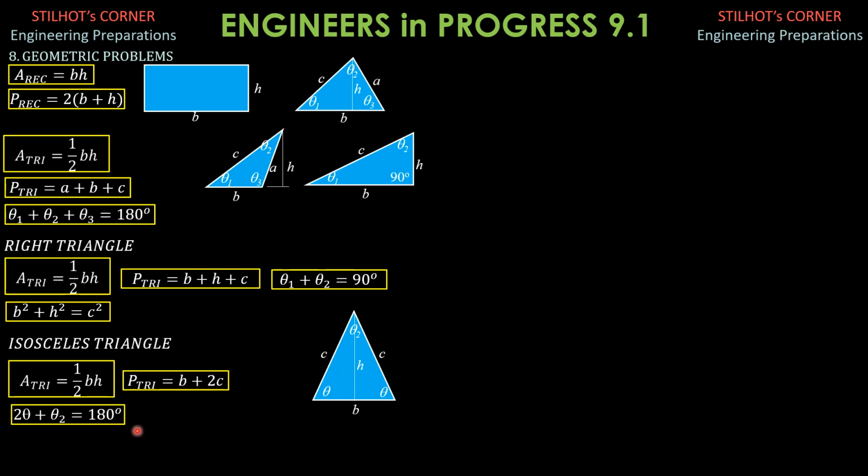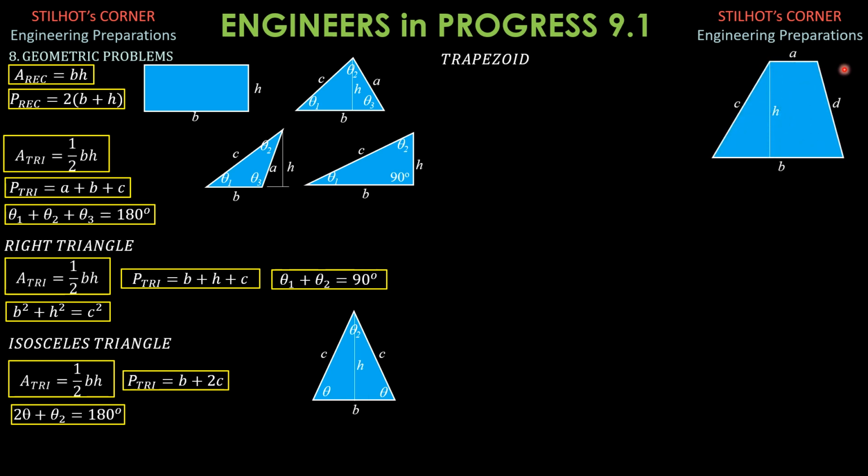Not shown here, but I'm just dictating it, mentioning it. You can always apply the Pythagoras theorem whenever a right triangle appears. Then we have a trapezoid. A trapezoid is a quadrilateral with two sides parallel. So for this case, the parallel sides are A and B.